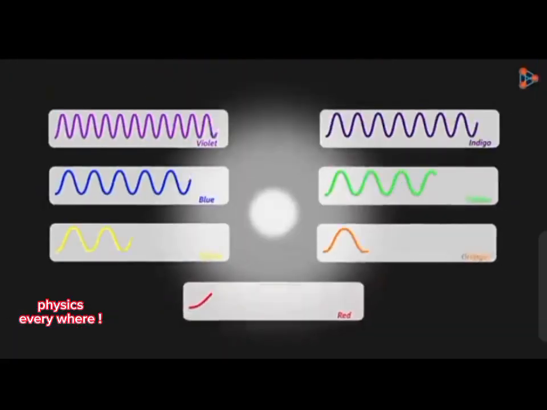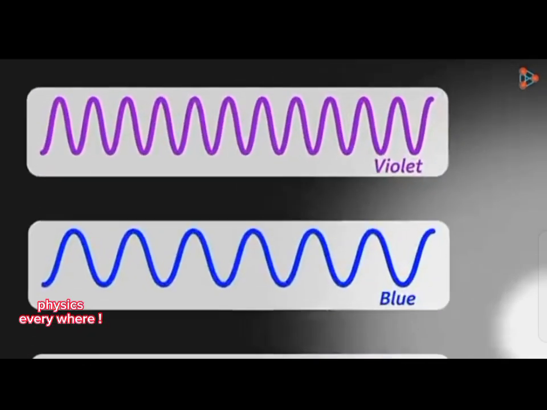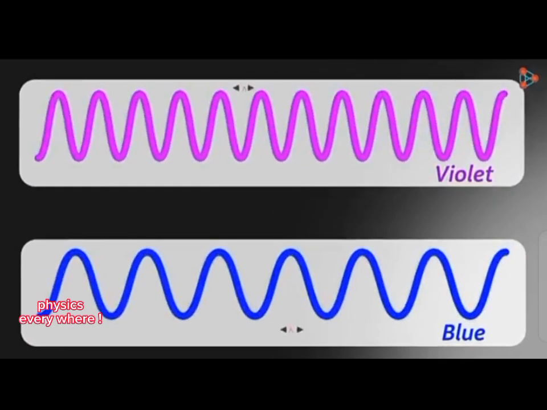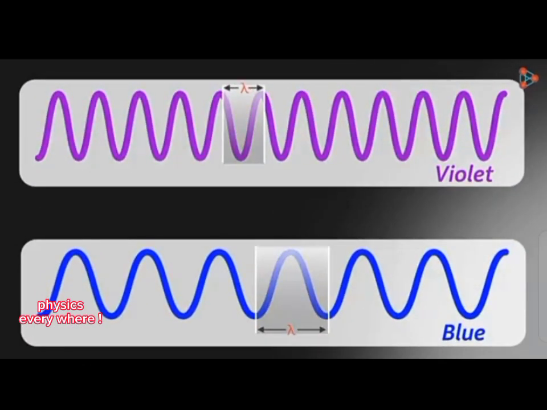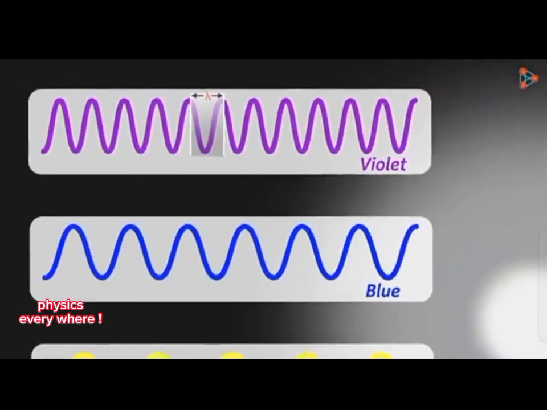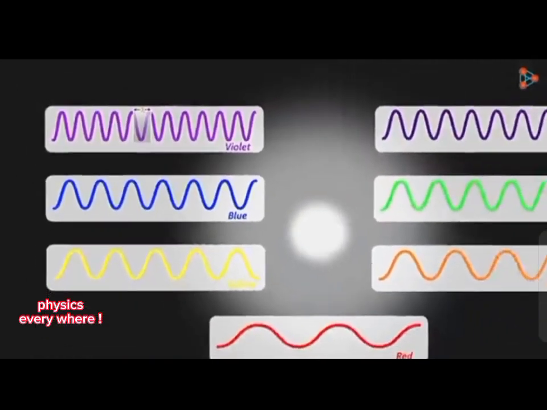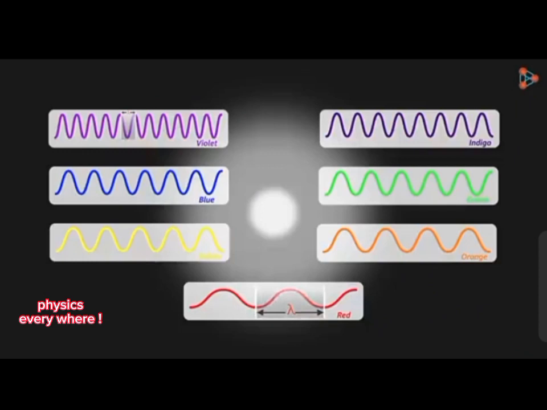The white light coming from the sun is a mixture of 7 primary colors, and each colored light has a corresponding frequency and a particular wavelength associated with it. The violet colored light has the shortest wavelength of them all, while the red has the largest wavelength.